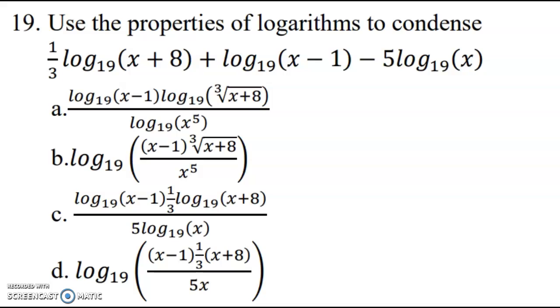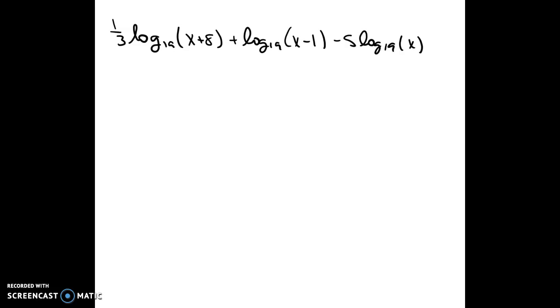Question 19. Use the properties of logs to condense 1/3 log base 19 of x plus 8 plus log base 19 of x minus 1 minus 5 log base 19 of x. First thing I'm going to do is check to make sure all the bases are the same. So 19, 19, 19. Okay, that means that we can combine them then.